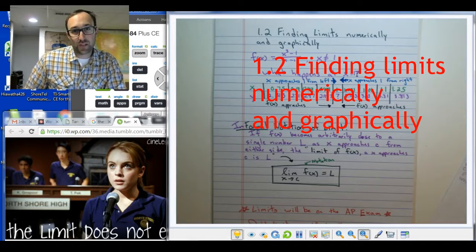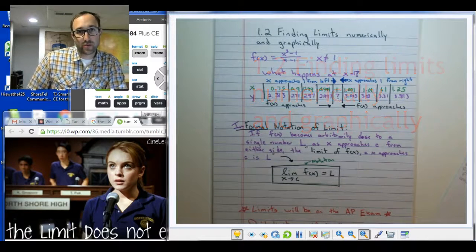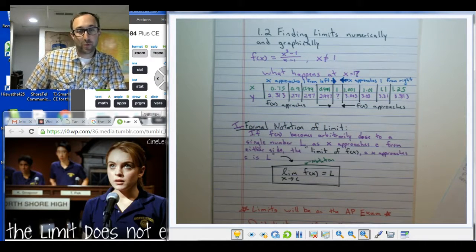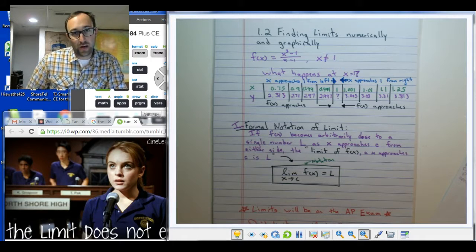Hey everyone, welcome to section 1.2, which is our first introduction into limits, graphically and numerically. Before we really get started, what I want to do is show you this quick video on Matchbox cars and limits. So enjoy!